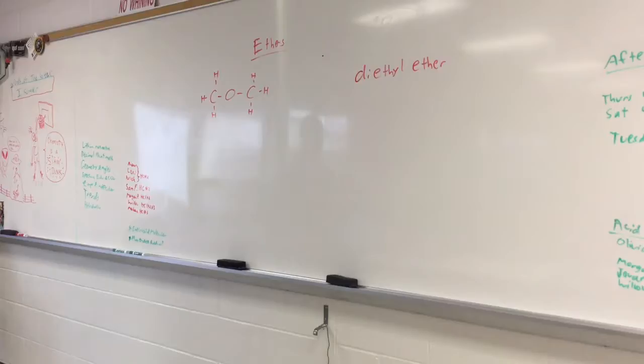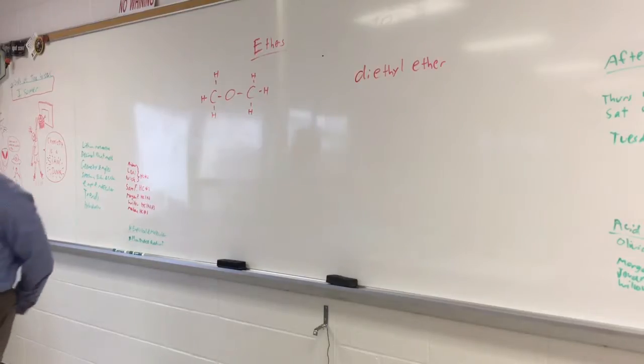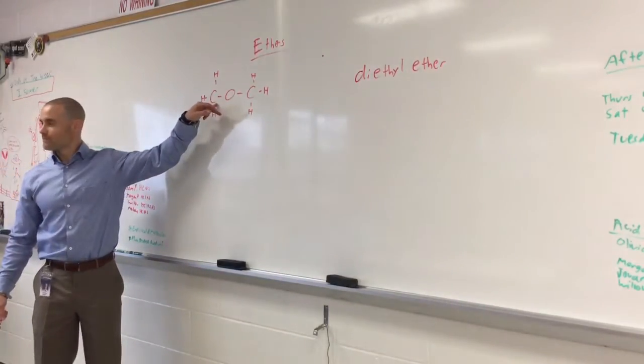Okay. So, there's 1 carbon on the left, that's the methyl. There's 2 on the right, that's called ethyl. So back to Ariel, how many carbons here? 1. What do we call that?